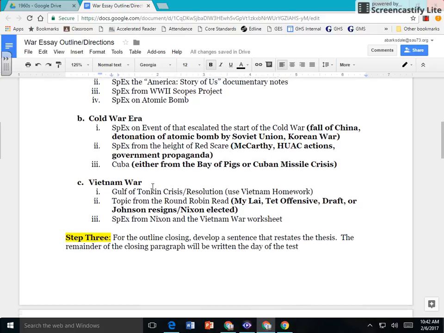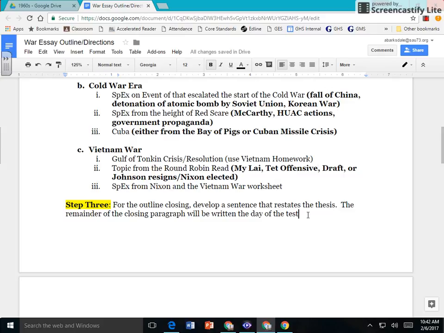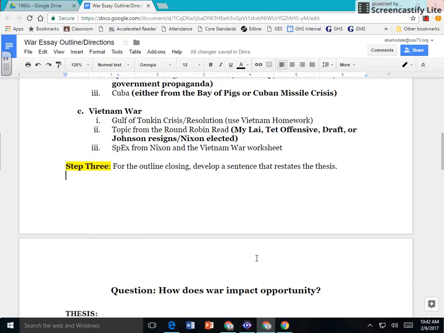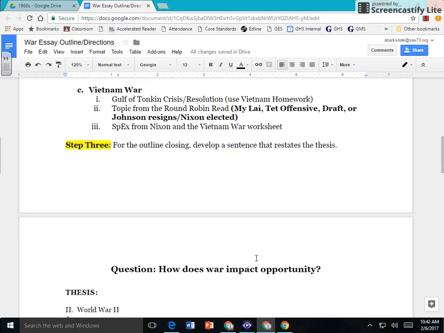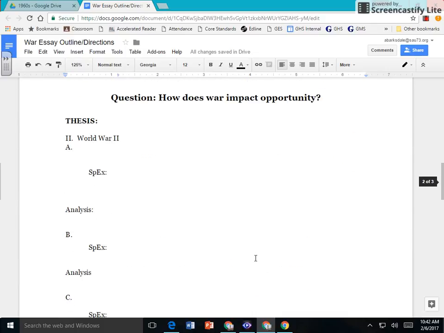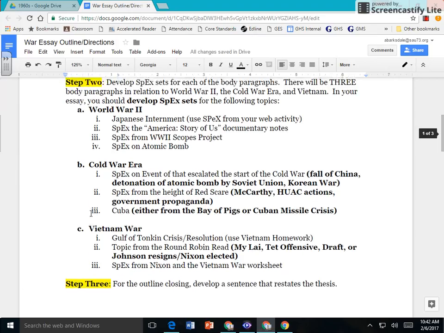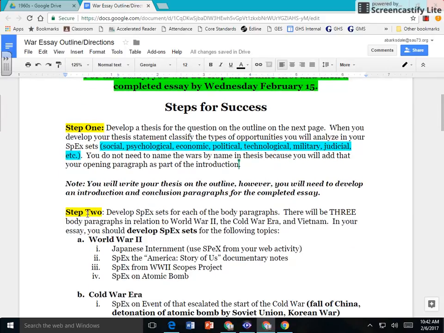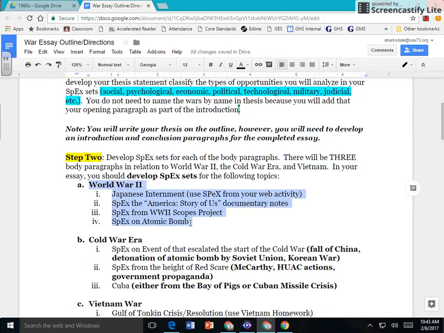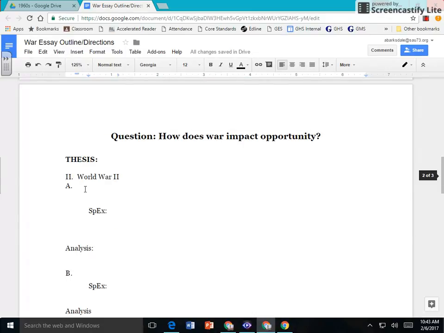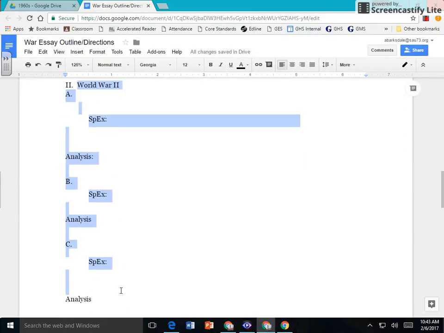For the outline for step 3, you will develop a sentence that restates the thesis, and the remainder of the closing paragraph you will get instructions on later this week. Remember, the restatement of a thesis does not mean repeat, it means restate. Okay, so then you'll notice when you go on to the next page that you will actually see the outline in its entirety. I'm going to provide you with the first page of instructions as a handout, so you have a paper copy in front of you. But if you notice, this section, A, matches up with this section of your outline.